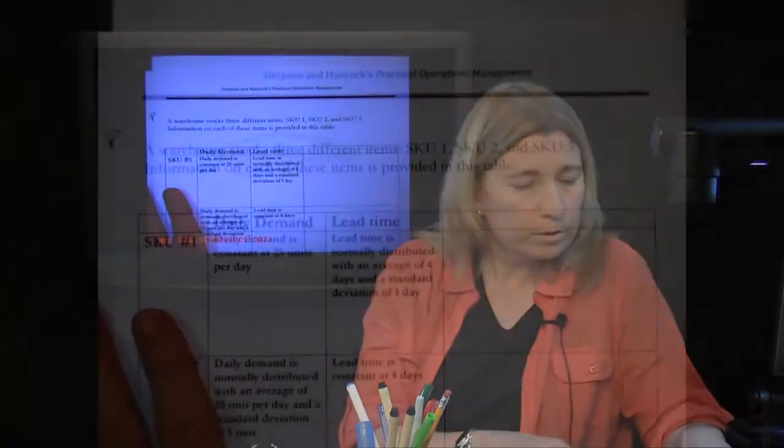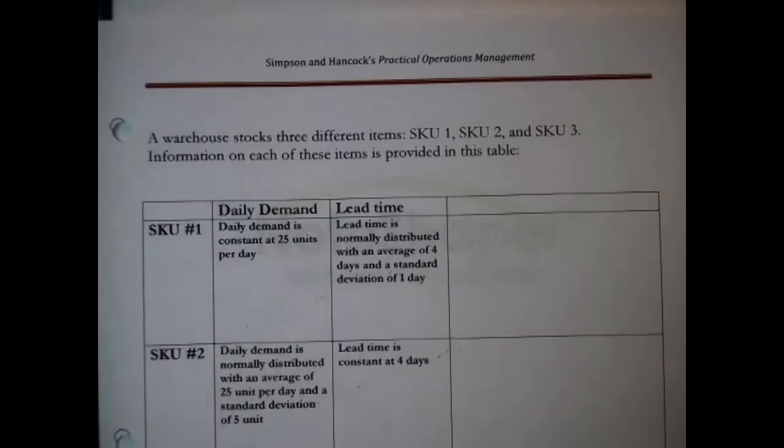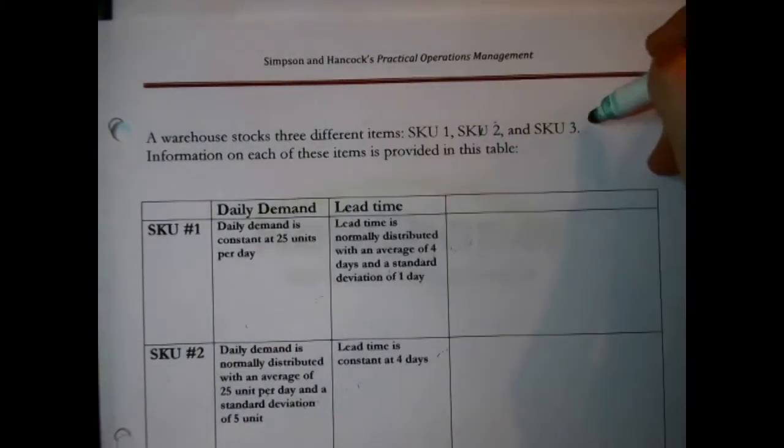Evaluating reorder points is all about distribution of demand during lead time. You cannot assess a reorder point unless you know something about the distribution of demand during lead time. This problem is a classic example of that. Let's look. A warehouse stocks 3 different items, SKU1, SKU2, and SKU3.